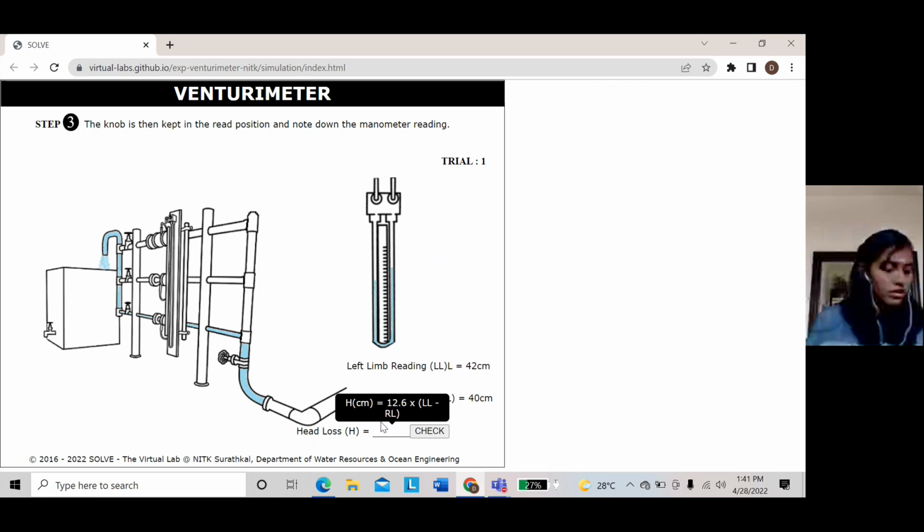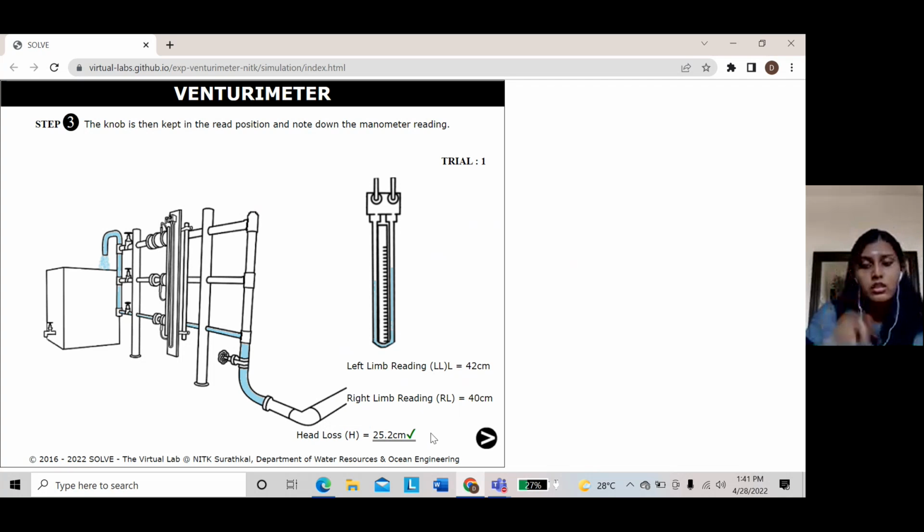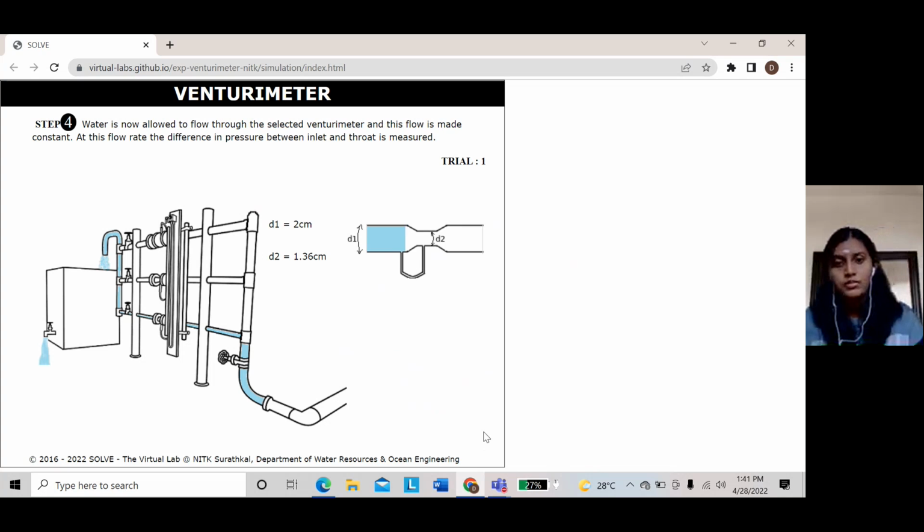So 42 minus 40, we get 2, times 12.6, we get 25.2. Check. Then go on.